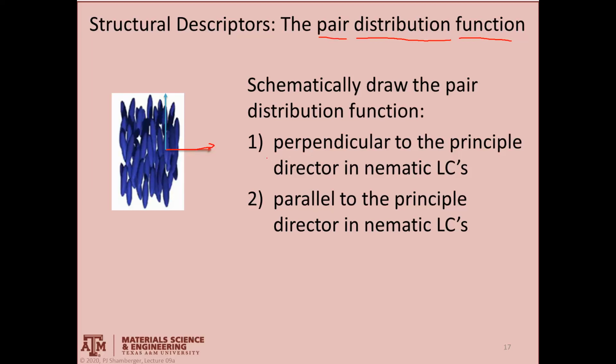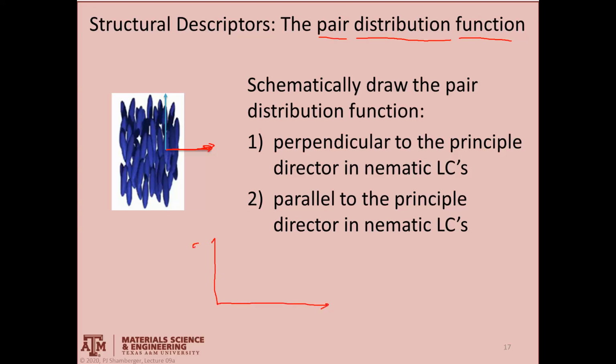So we're going to do perpendicular first. Let's think about what that pair distribution function looks like if I were going to draw it perpendicular to this orientation that the mesogens are lined up. I'm going to give you a second to think about it. I'm going to go ahead and draw my axes while we're doing this.